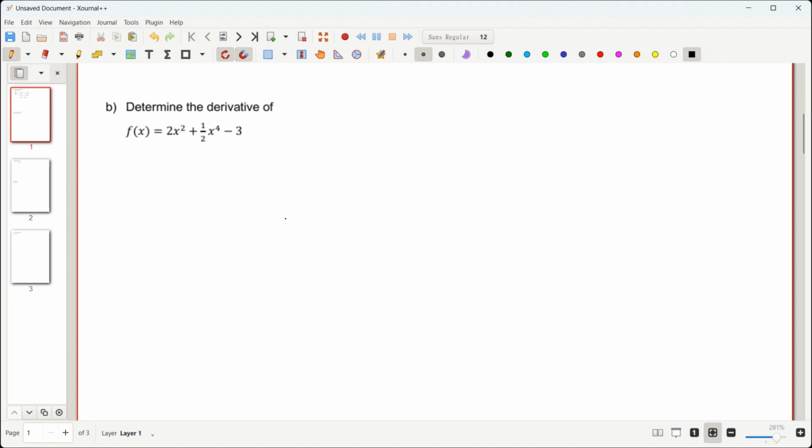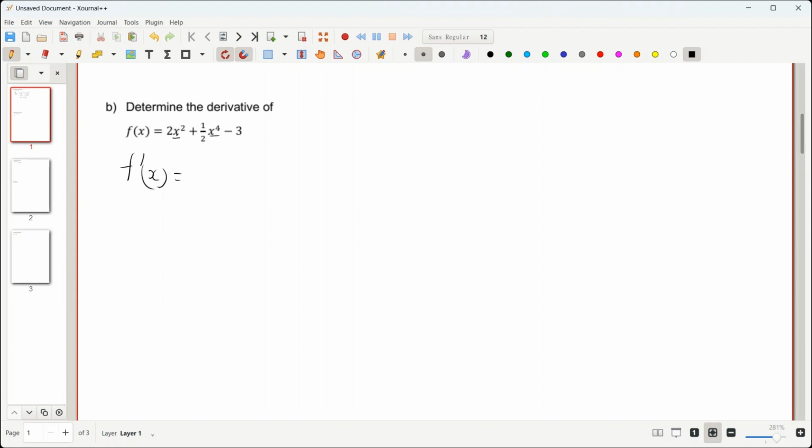For the next one, we are asked to determine the derivative of this function f of x. It's very important to check that you have all the terms written in proper exponential form. All the terms having variables are in exponential form, so we can find the derivative. The derivative for f of x is f prime x.